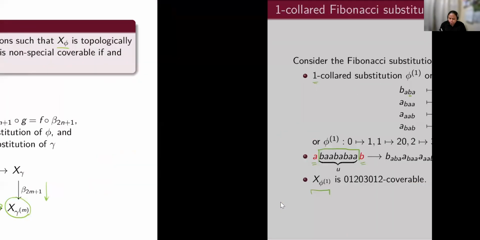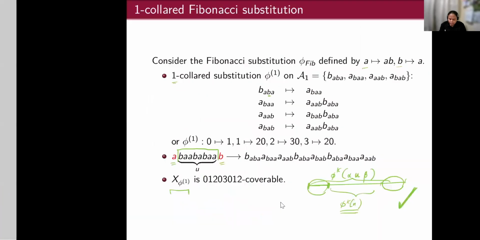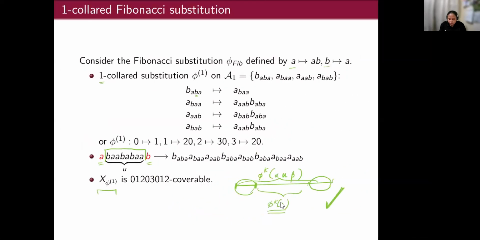And for this direction, once we do have a cover for this higher block code, we want to simply forget the colors. So if we forget the colors, what we get is precisely our original word W, which is B, BAA, BA, BAA.